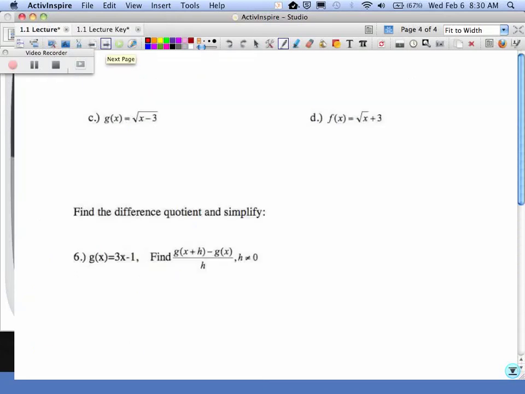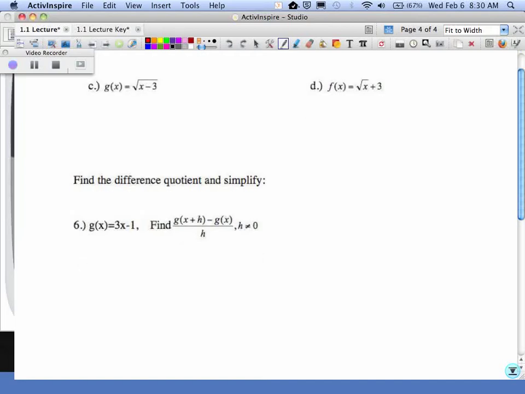Okay, let's look at these two graphs. Now remember the square root graph? The square root graph looks like that. Square root of x. When x is 1, y is 1. When x is 4, y is 2. When x is 9, y is 3. You can plot those points out.